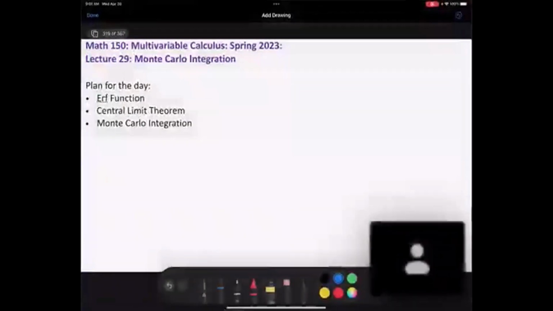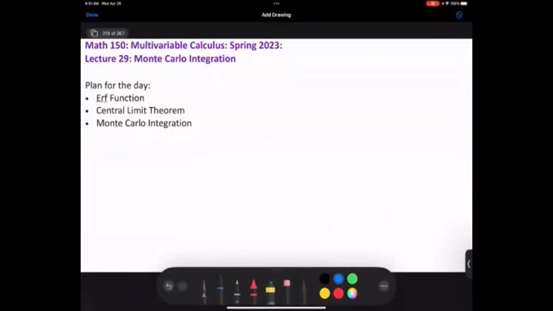Okay, so welcome to Math 150 Multivariable Calculus. This is lecture 29. We are on the home stretch. What I want to do today is a mix of theory and application.